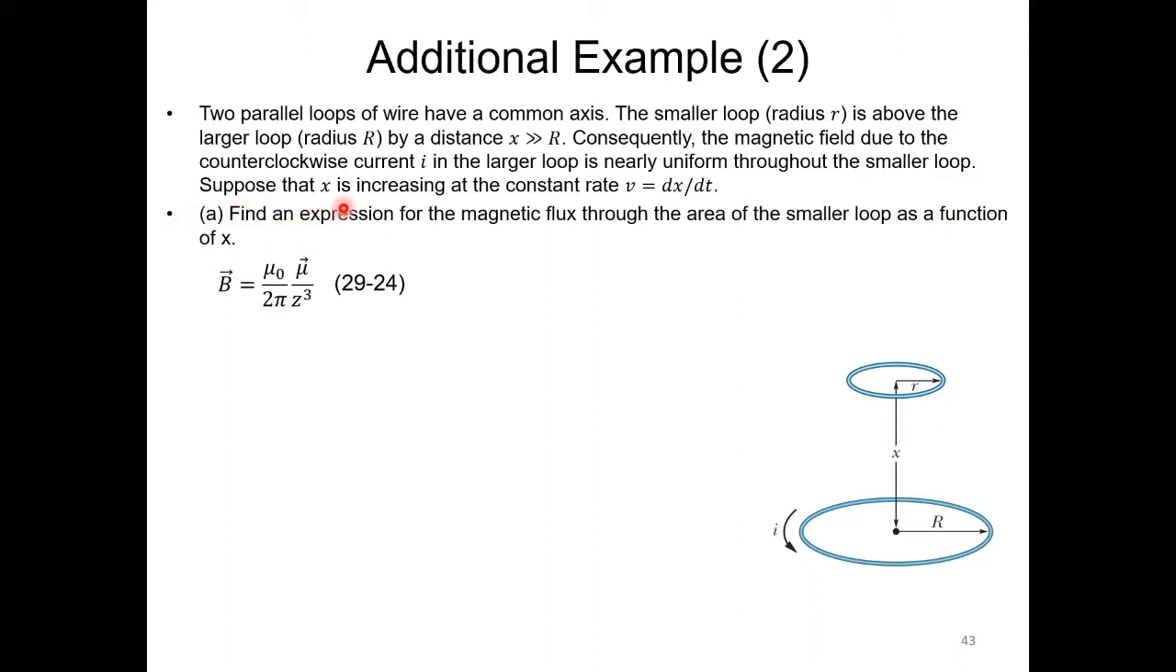Suppose that x is increasing at the constant rate v equals dx dt. So this is moving, and it also assumes x is much larger than R, so that it can assume the magnetic field across the smaller loop is almost uniform. It asks you to find an expression for the magnetic flux through the area of the smaller loop as a function of x.